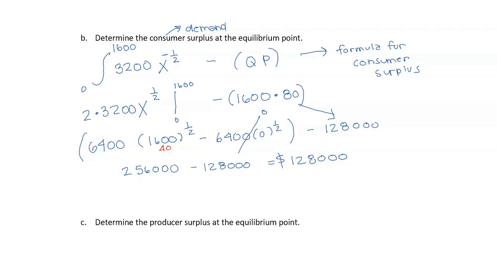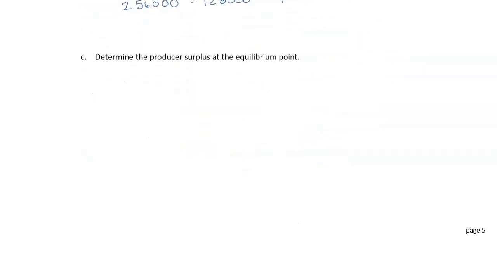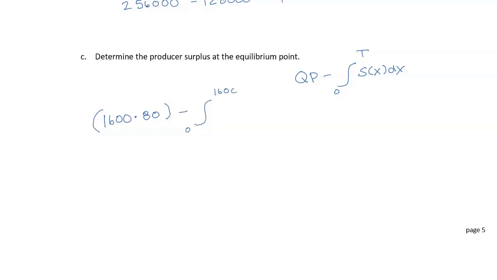Now let's do the producer surplus. Again, I'm just going to go straight off the formula. This is going to be QP minus the antiderivative from 0 to Q of the supply function, S of x dx. All right, QP. We already had that from before. That's going to be the 1,600 times 80. Then I'm going to subtract off the integral from 0 to Q, which is 1,600. And then I'm going to put in that supply function.